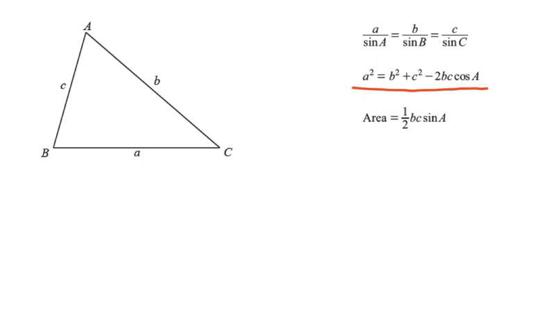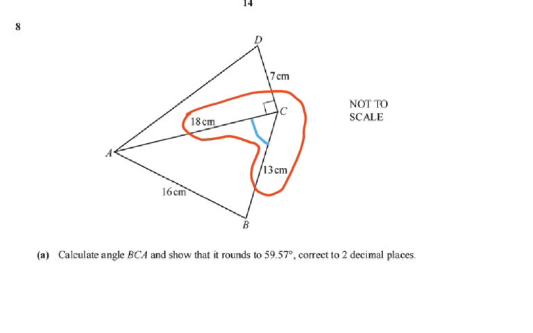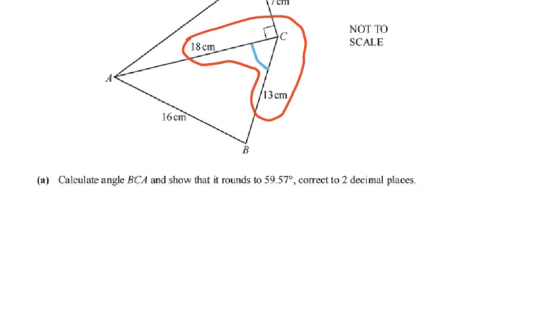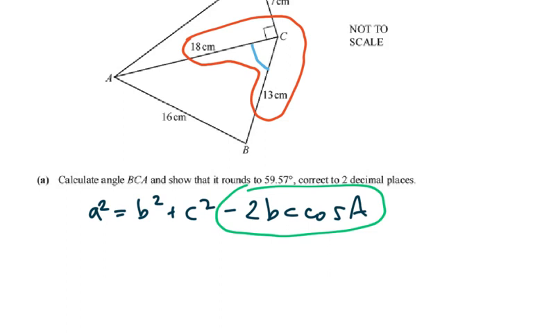But the best thing you do is probably rearrange it to make cos A the subject, because you're trying to find that angle. So the formula is a squared equals b squared plus c squared minus 2bc cos A. I'm just going to rearrange that to make cos A the subject. So I need to move all of that to the other side, and I'm going to swap it with this one, which I'm going to move to the right hand side. So they're just going to change places.